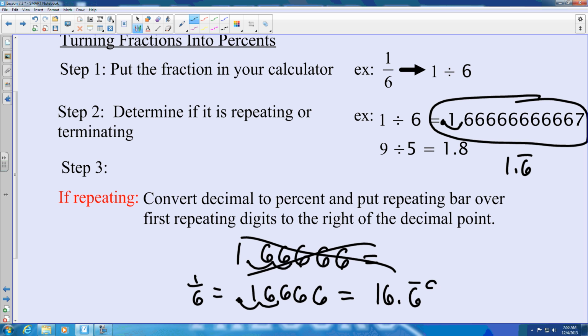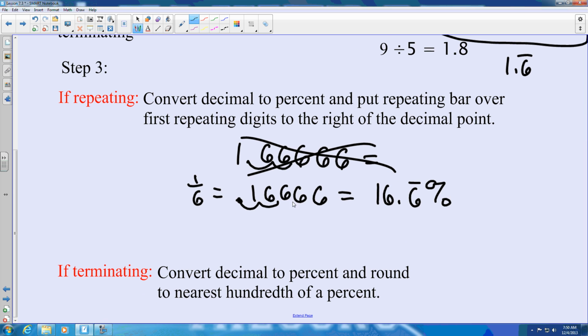16.6 repeating percent. You only write the repeating bar sign on the first repeating digit to the right of the decimal point. You don't do the repeating digits on the left-hand side of your decimal point. Okay? And then terminating ones, you just convert to percent by rounding to the nearest hundredth, as long as they're not too large of a percentage.